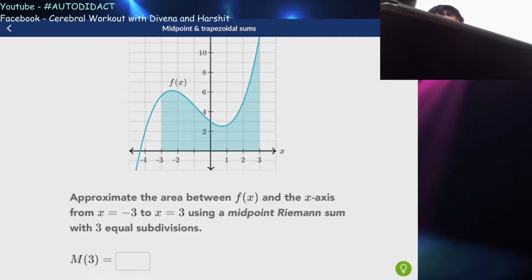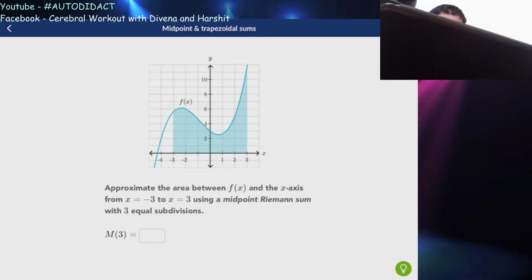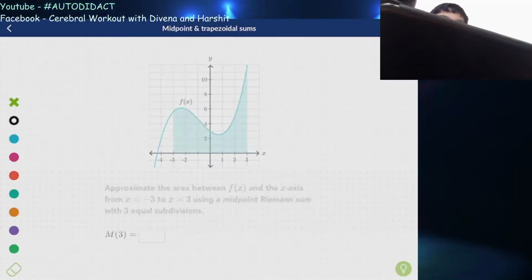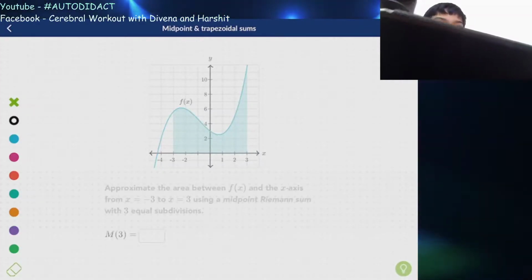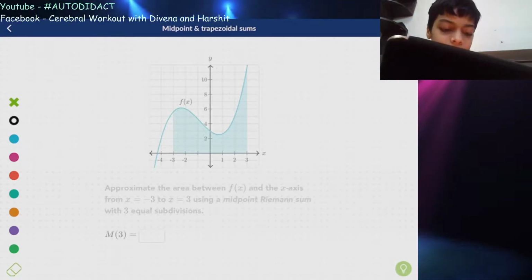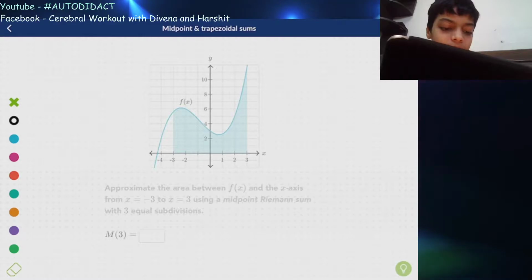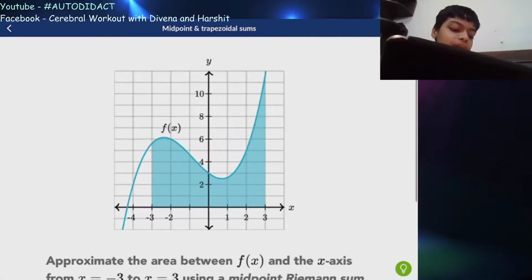Next: approximate the area between f of x and the x-axis from negative 3 to 3 using a midpoint Riemann sum with 3 equal subdivisions. From negative 3 to 3 using 3 equal subdivisions, so this will be 1, 2, 3. So delta x is equal to 2 in this case.